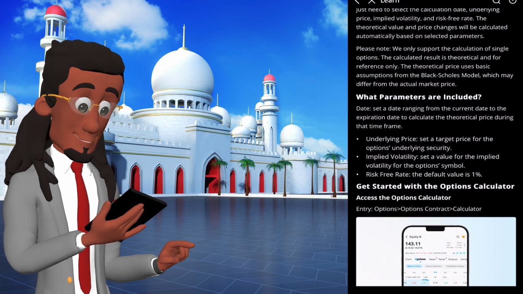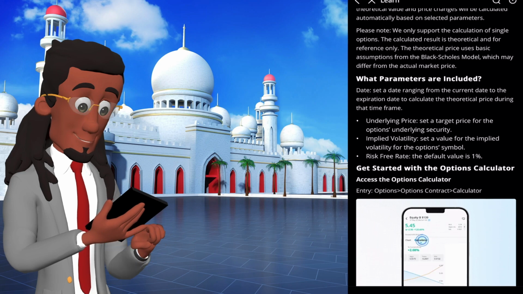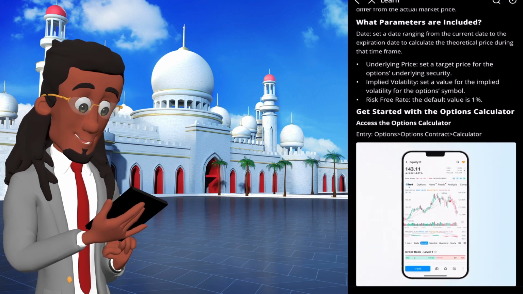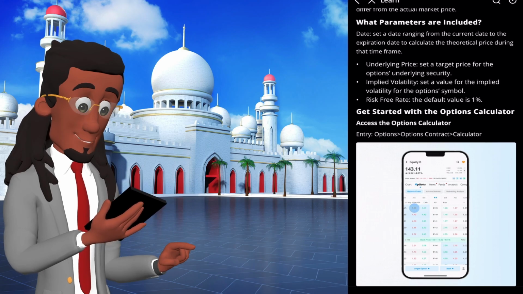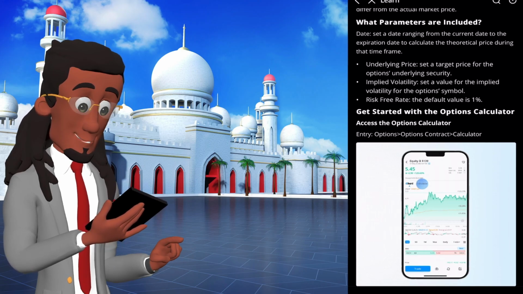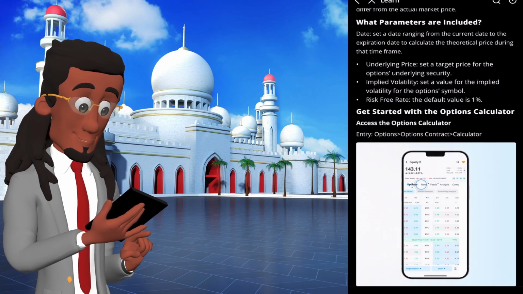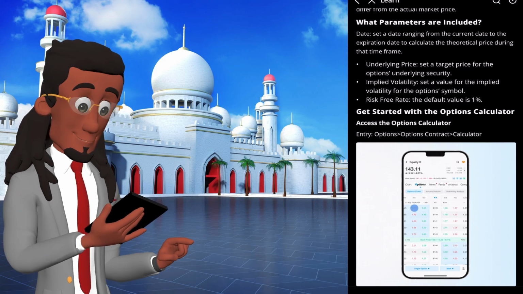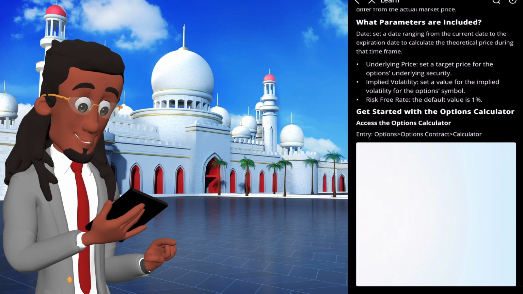What parameters are included? Date. Set a date ranging from the current date to the expiration date to calculate the theoretical price during that time frame. Also, the underlying price. Set a target price for the option's underlying security. I want to know what my contract is going to be worth when the stock's price is $5 more than what it is today.